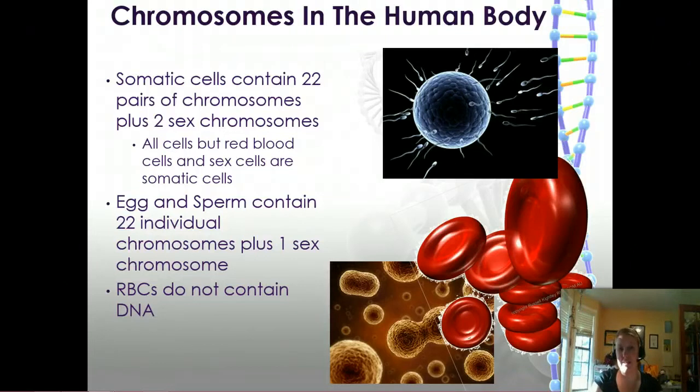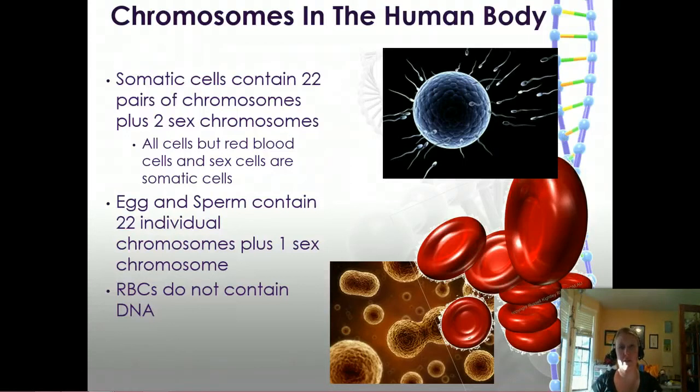Red blood cells and sex cells vary on this though. Everybody else has all those. Red blood cells don't have any DNA, and then the sex cells actually have half of that. So they'll have 22 chromosomes, not pairs of chromosomes, and 1 sex chromosome to be passed on.